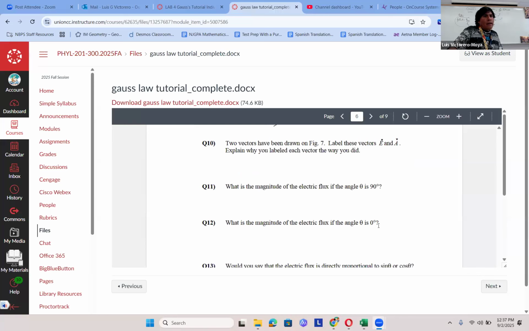What is the magnitude of electric flux? If the angle is 90, cosine of 90 is 0, then that will explain mathematically what happens if the electric field is parallel to the surface, right?